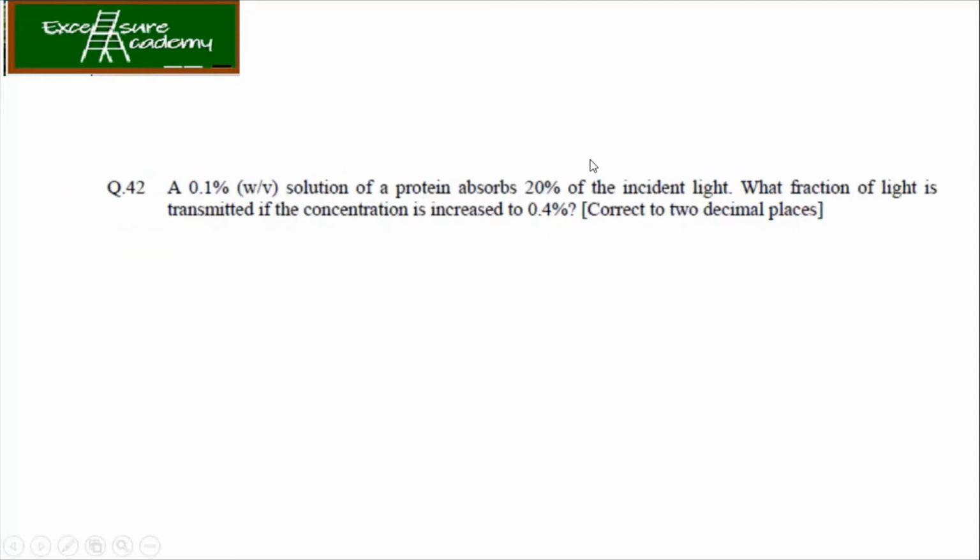Next question: 0.1% weight by volume of a protein absorbs 20% of the incident light. So it is given that the absorbed light is 20%. What fraction of light is transmitted if the concentration is increased to 0.4%? So from 0.1%, it has increased to 0.4%.